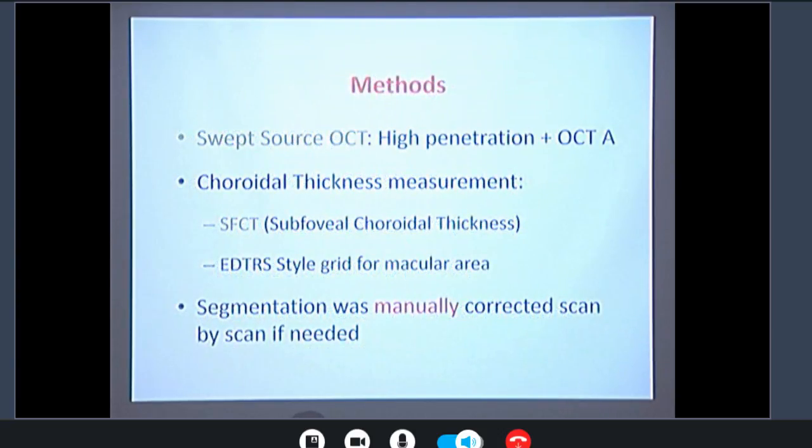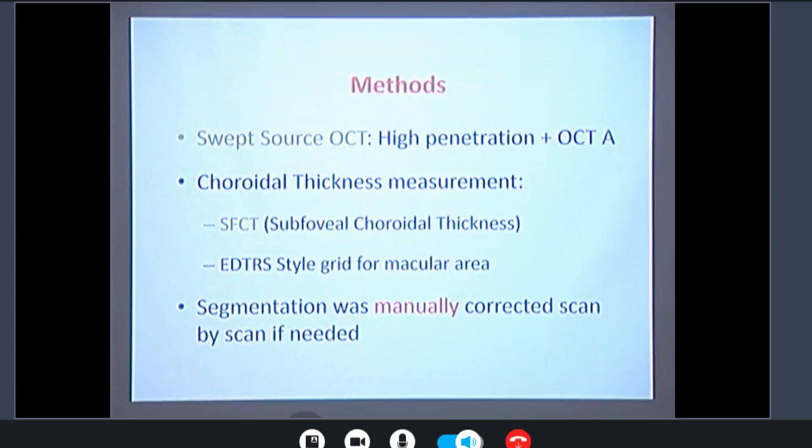So why use swept source OCT? As you may know, swept source OCT is a new device that uses a laser. With this tunable laser, you can get higher penetration compared with spectral domain OCT. It also allows you to do OCT angiography, which I will show you in very nice images in the next slides.